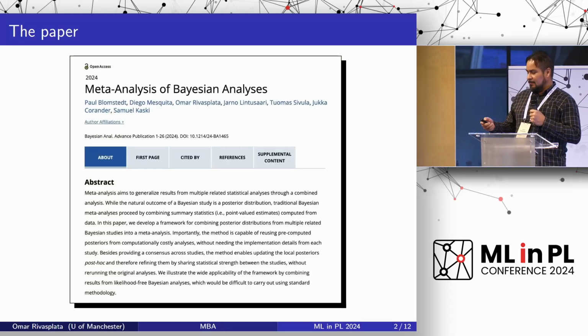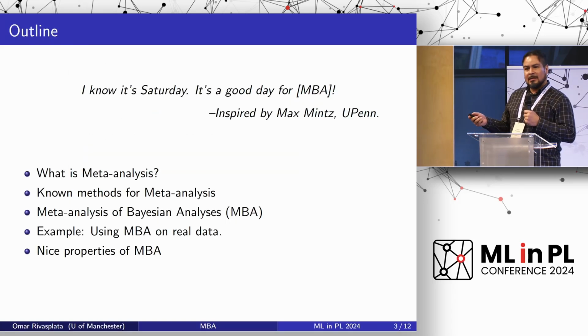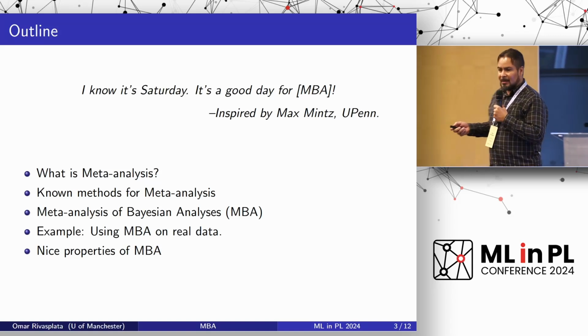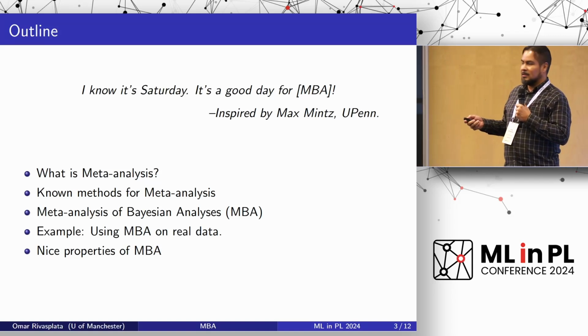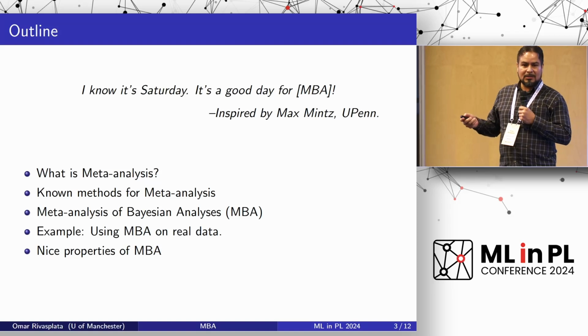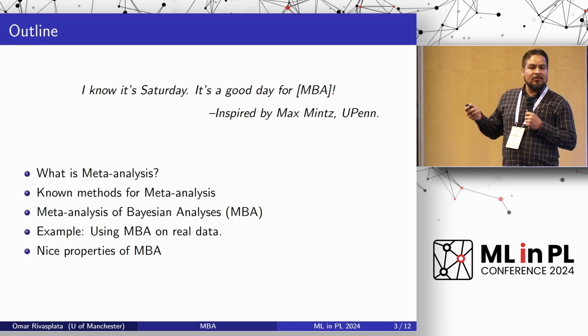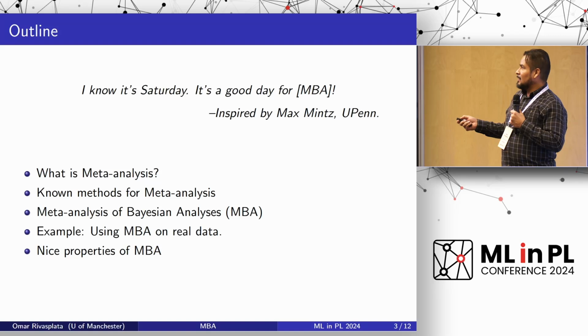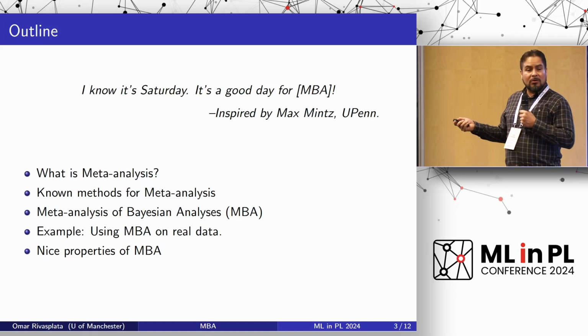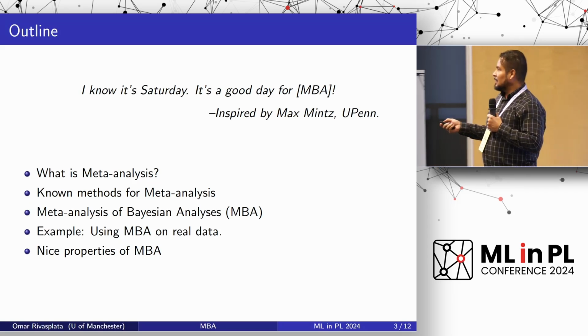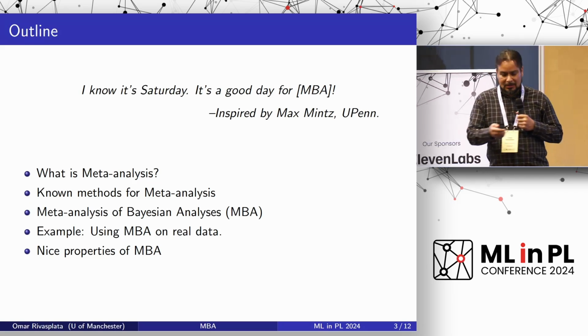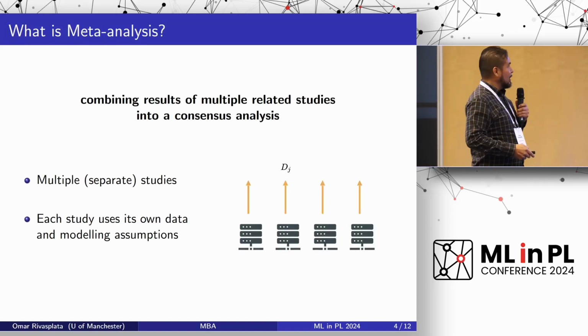All right, just to get started, I'm going to give you an overview of what my talk is about. This is a short talk, so not much overview is needed, but I'm going to talk about what meta-analysis is, then what the previous methods for meta-analysis were, then about our work, meta-analysis of Bayesian analysis, a couple of examples, and what's nice about this new method. That's basically the outline of my talk.